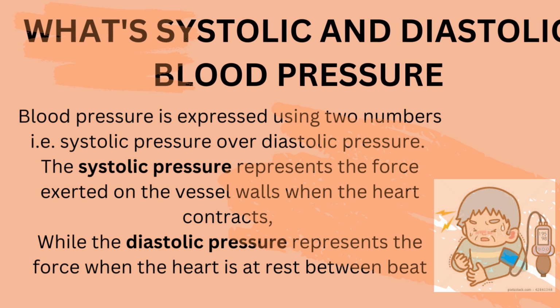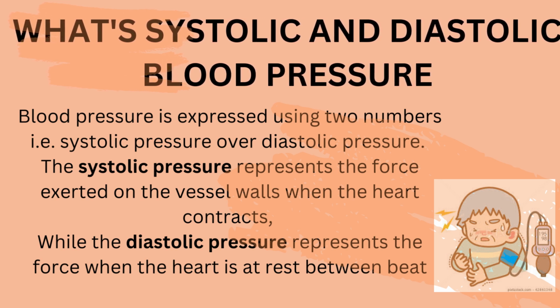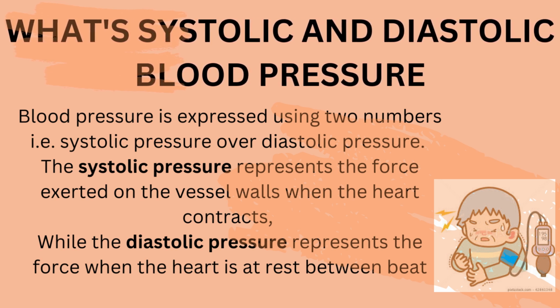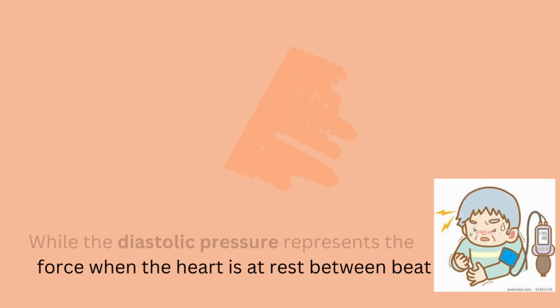What's systolic and diastolic blood pressure? Blood pressure is expressed using two numbers, that is systolic pressure over diastolic pressure. The systolic pressure represents the force exerted on the vessel walls when the heart contracts, while the diastolic pressure represents the force when the heart is at rest between beats.